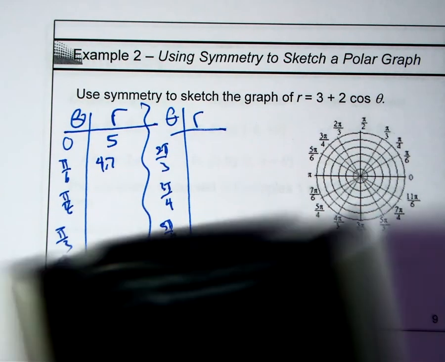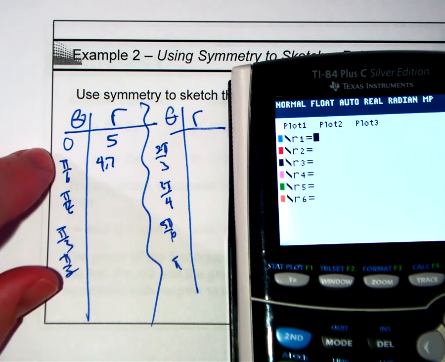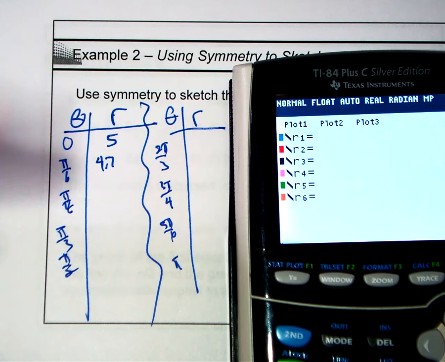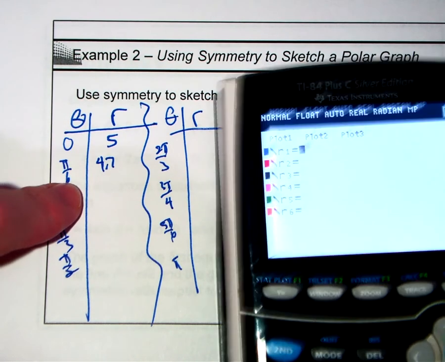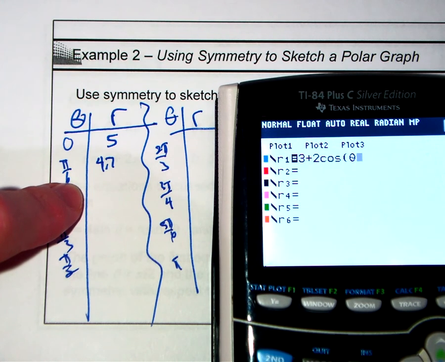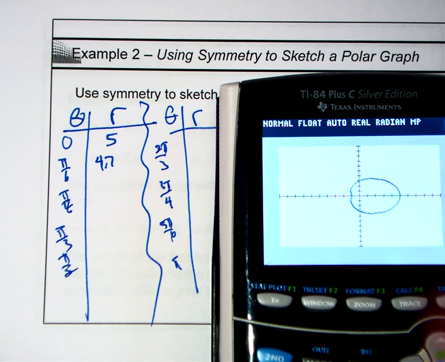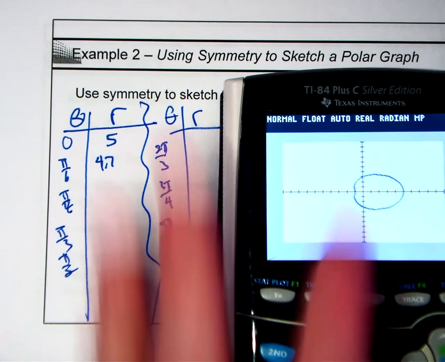And if you want to, guys, you could just type this in to see where I got these points from. It's a little bit easier than repeatedly typing it in over and over. 3 plus 2 cosine of theta. Nope, wrong button. Graph. All right, so we're looking for something like that. A little deflated football there, a little Tom Brady football. Deflated on that one end, a little pushed in. So we should be getting something like that.